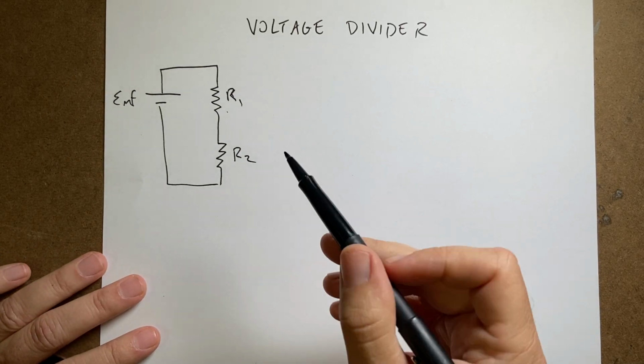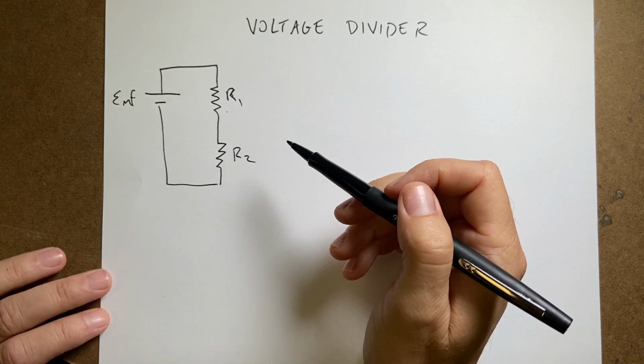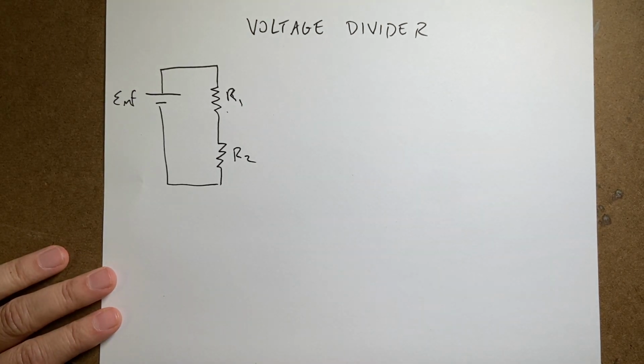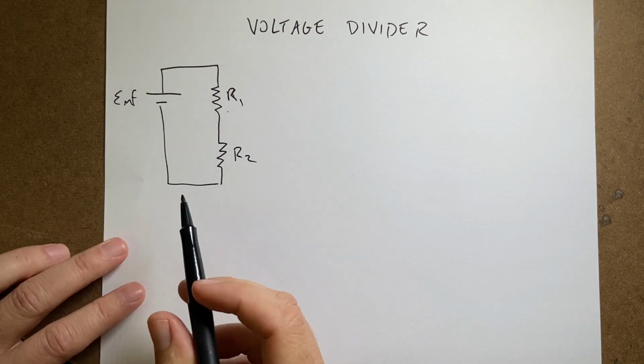Okay, so we have two resistors in series, and we could replace that with one equivalent resistance. But there's something else that we can do. We can use this as a voltage divider. So let's use our loop rule.